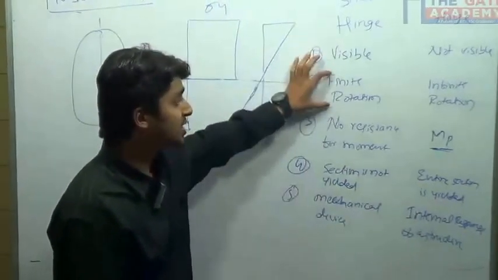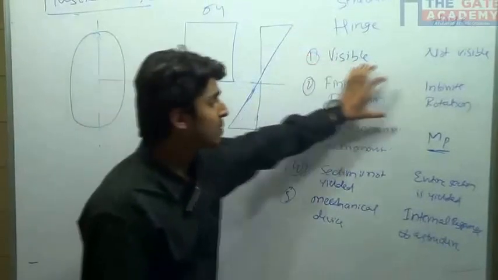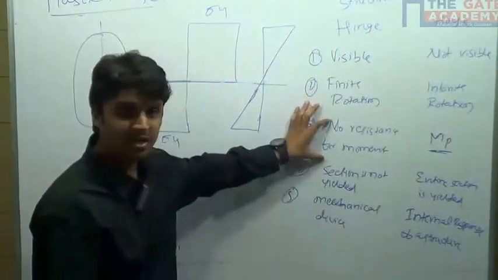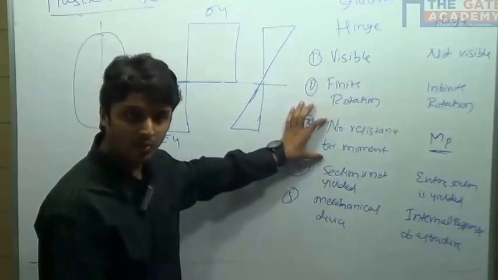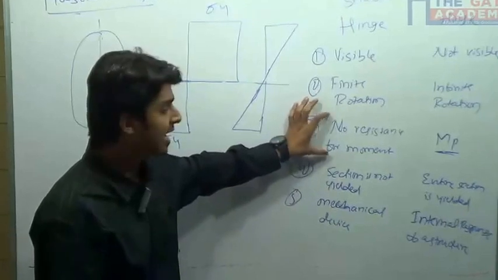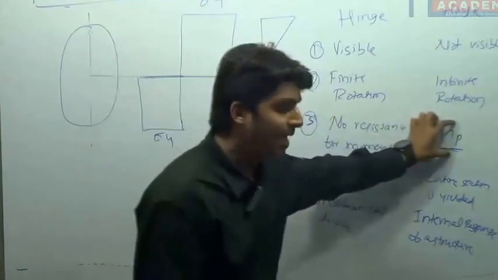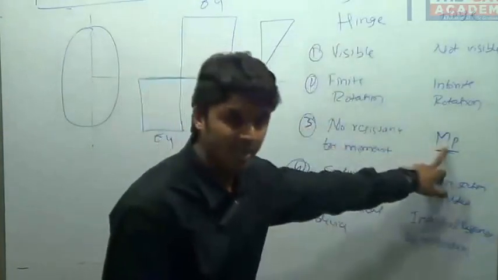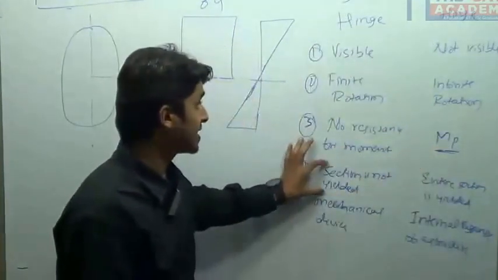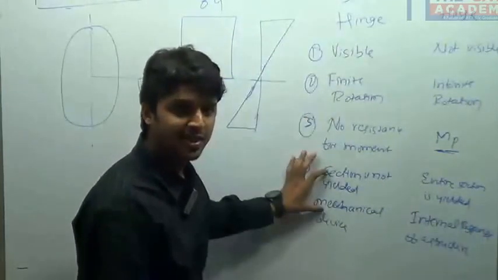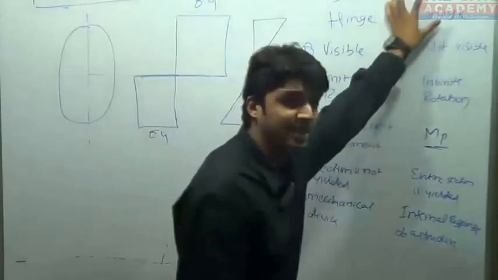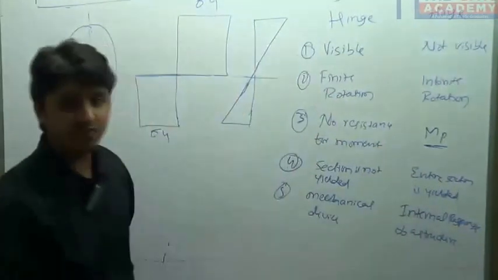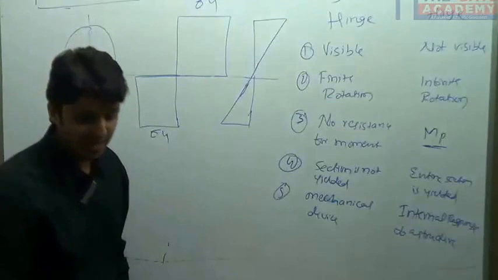Next, the structural hinge has a finite rotation, whereas the plastic hinge has an infinite rotation. The structural hinge will not resist any moment, whereas the plastic hinge has a moment resistance equal to MP. In the structural hinge, the entire section is not yielded, whereas in the plastic hinge, the entire section is yielded. So these are the major differences between a structural hinge and a plastic hinge.